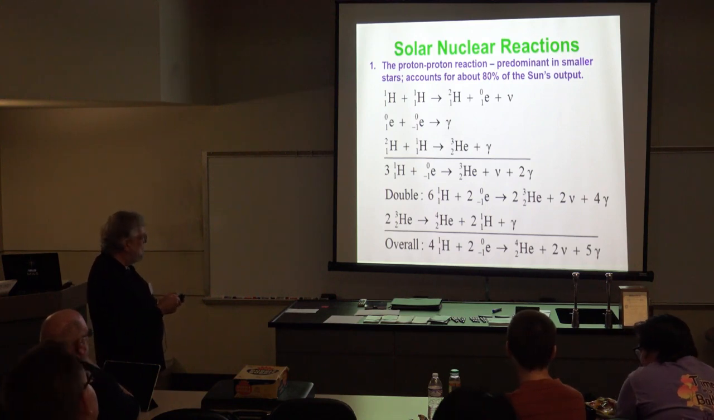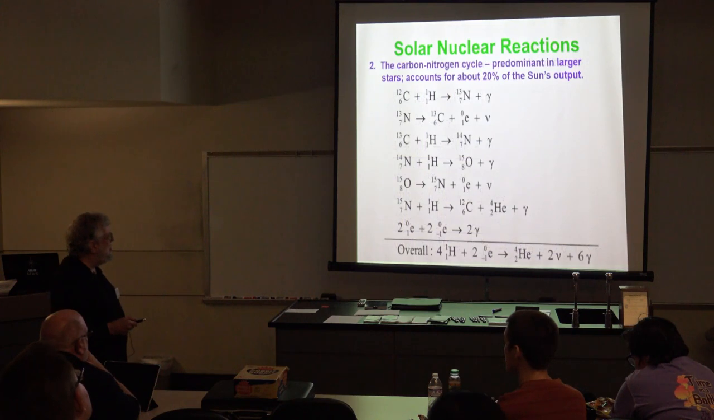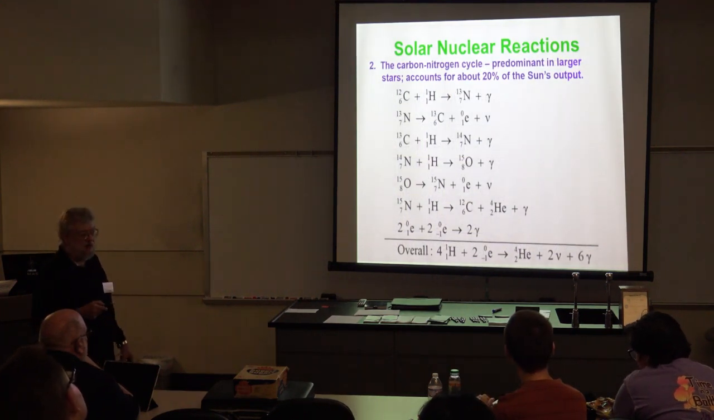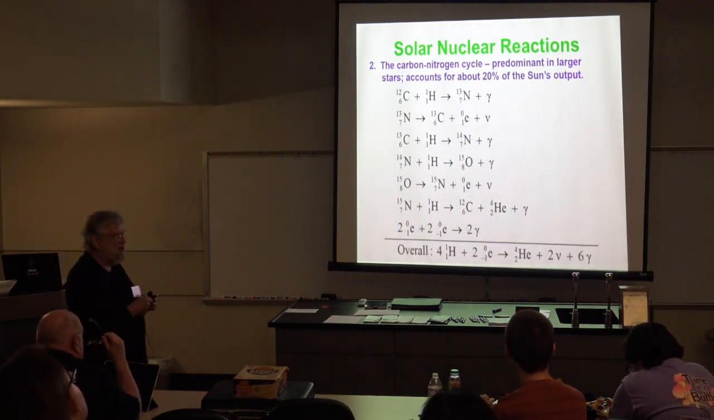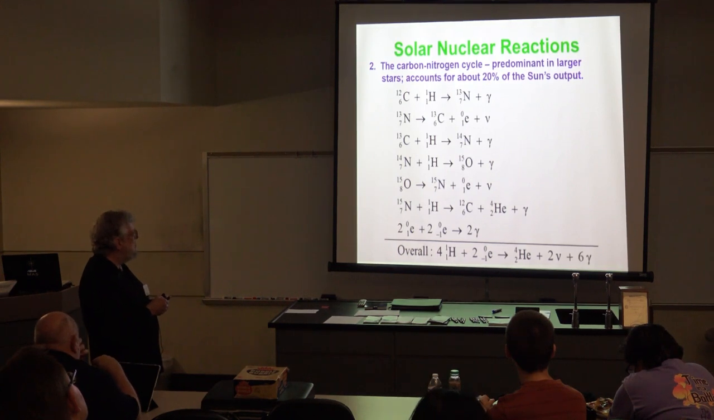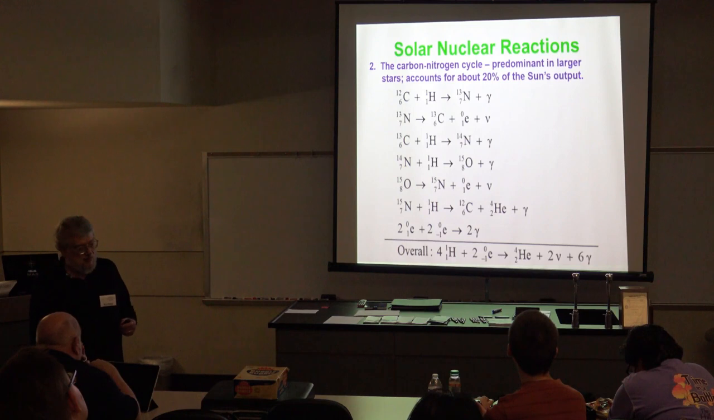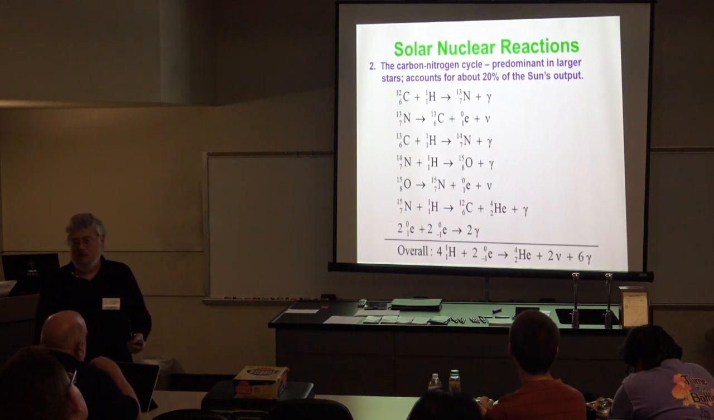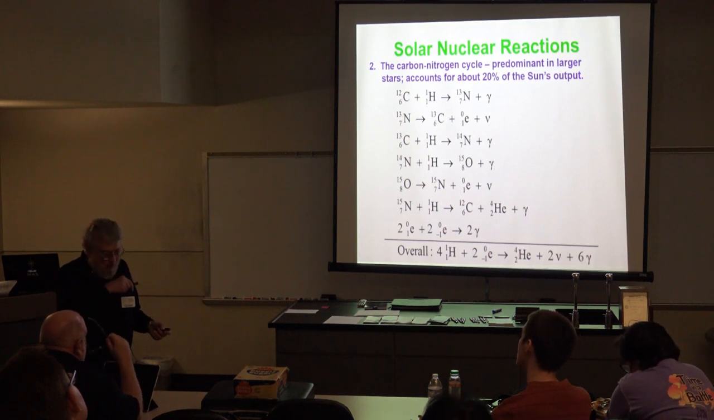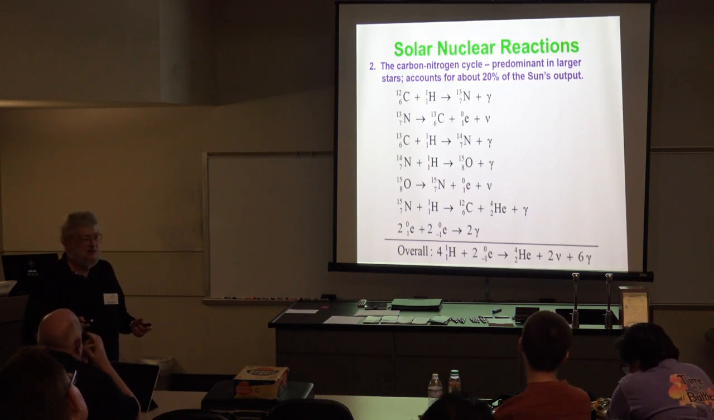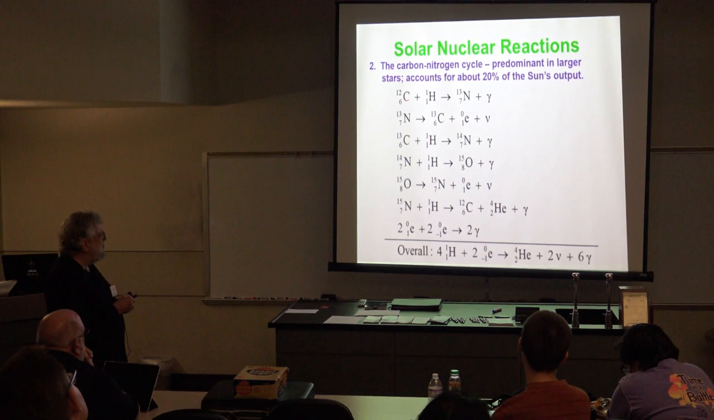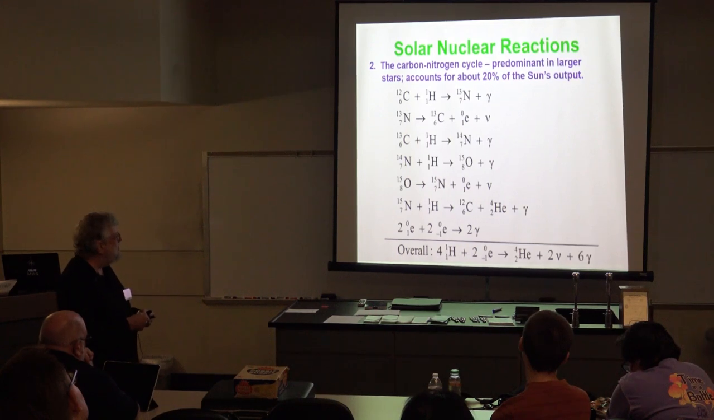And this, as I said, is about 80% of the sun's output. The other 20% is due to the carbon-nitrogen cycle. In this case, a proton reacts with a carbon nucleus. Remember, the sun is at least a third-generation star, so it has all kinds of other elements there. And this, as you'll see, acts like a catalyst. It isn't used up. It's given back, so it's not in the overall equation.